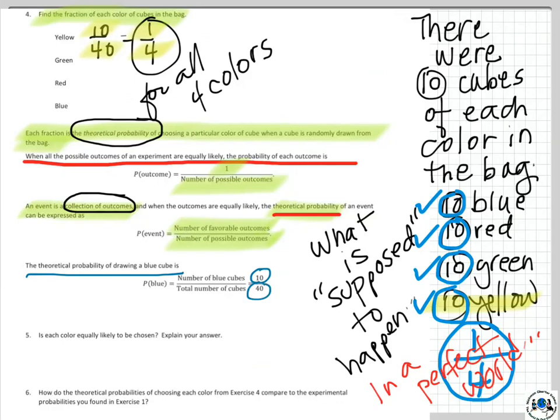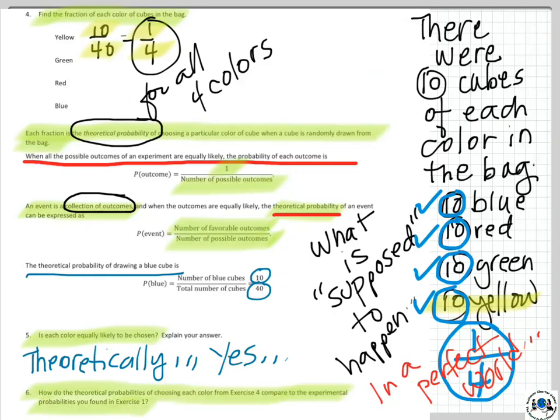Now, the theoretical probability of drawing a blue cube is, like we had mentioned before, 10 out of 40, because there are 10 blue cubes, 40 total cubes, 10 out of 40, which was 1/4 reduced. Okay, and is each color equally likely to be chosen? Theoretically, yes, it is indeed. Each color is equally likely to be chosen. Will that happen? Probably not.